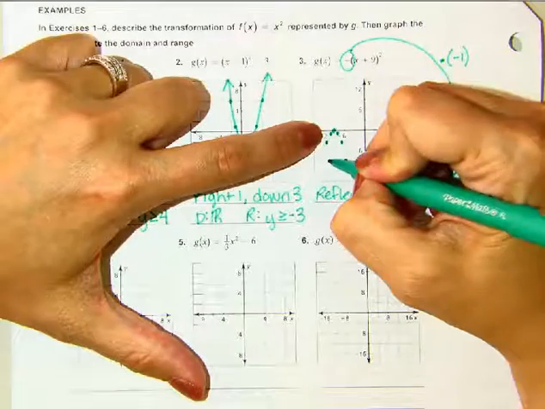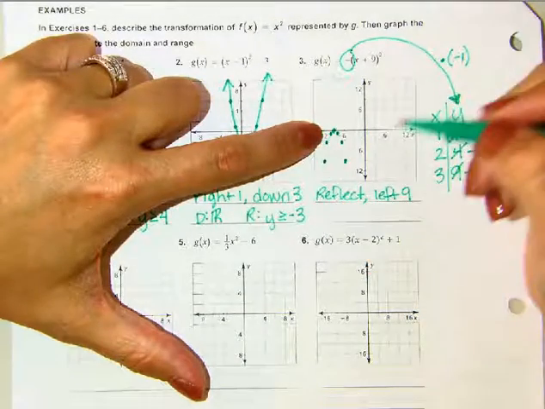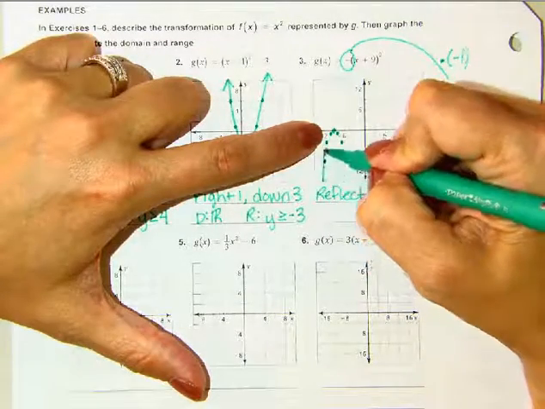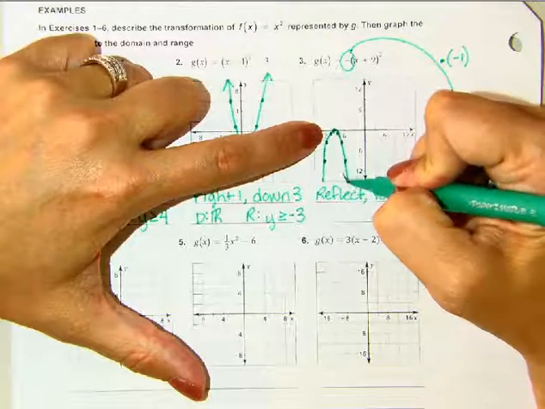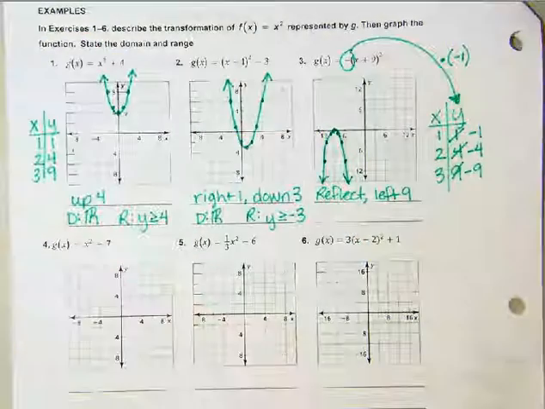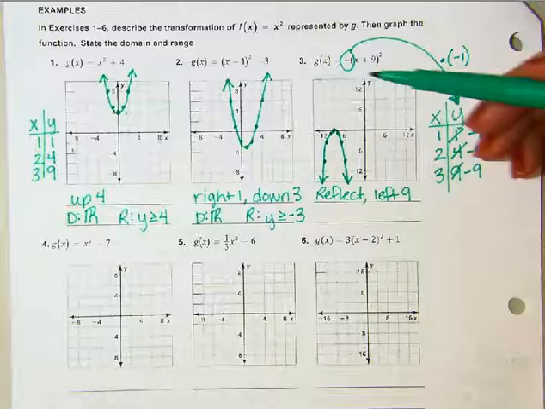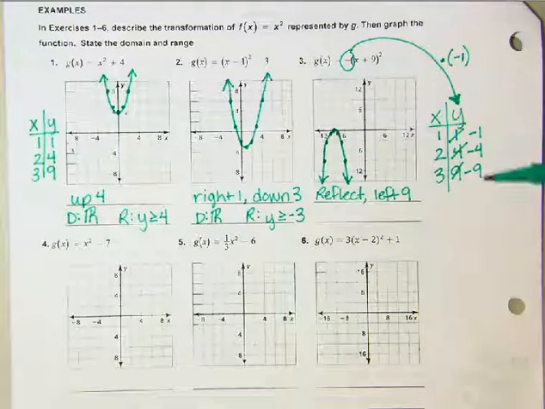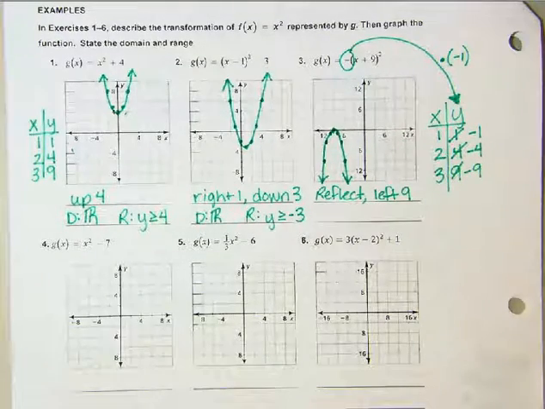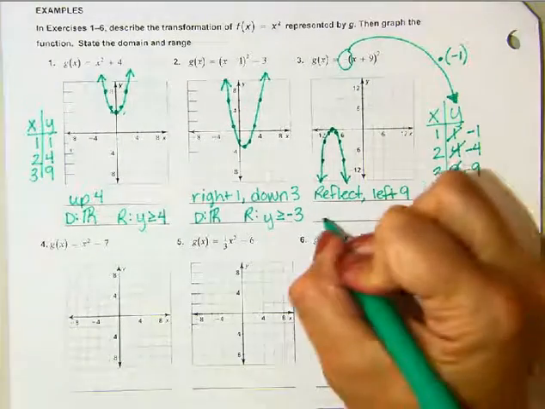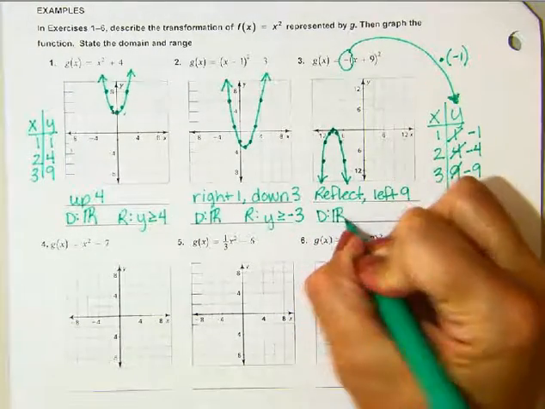And I go right 3 and left 3. There we go. And then we connect our dots. It's going to look something like that. So that negative reflected us down. This helped us plot them in the proper place. Now, my domain is still the same, all real numbers.